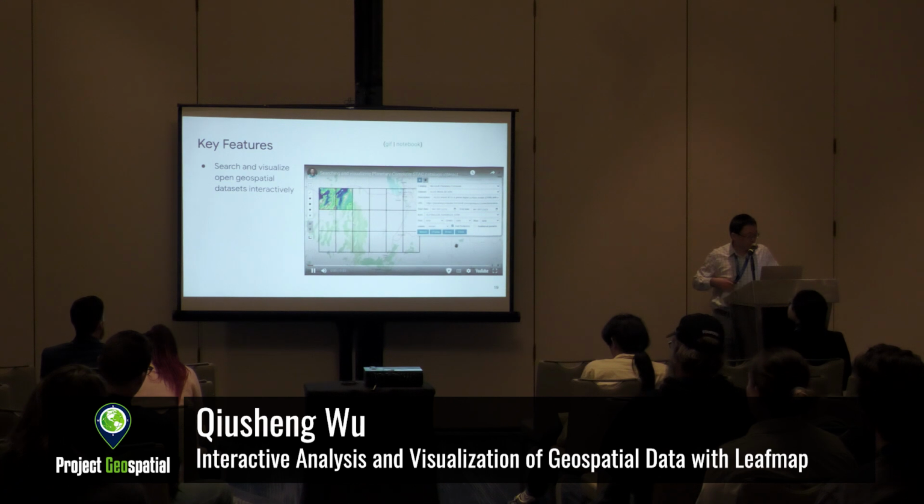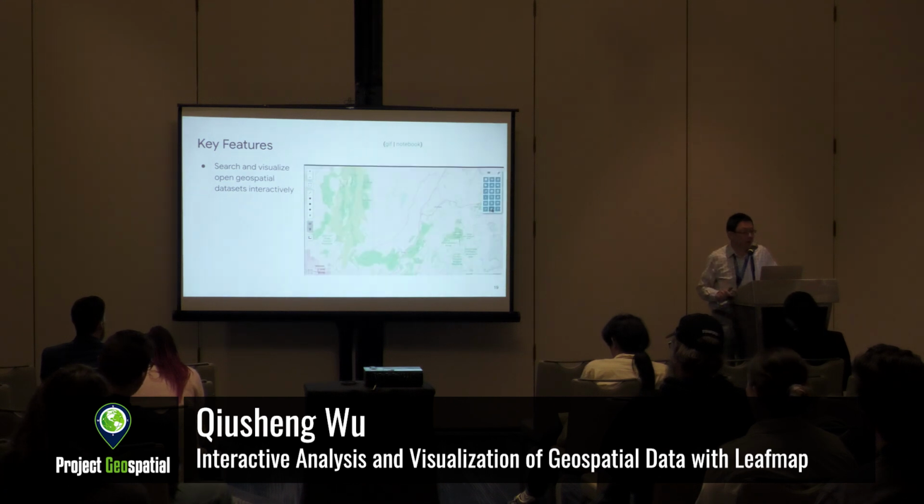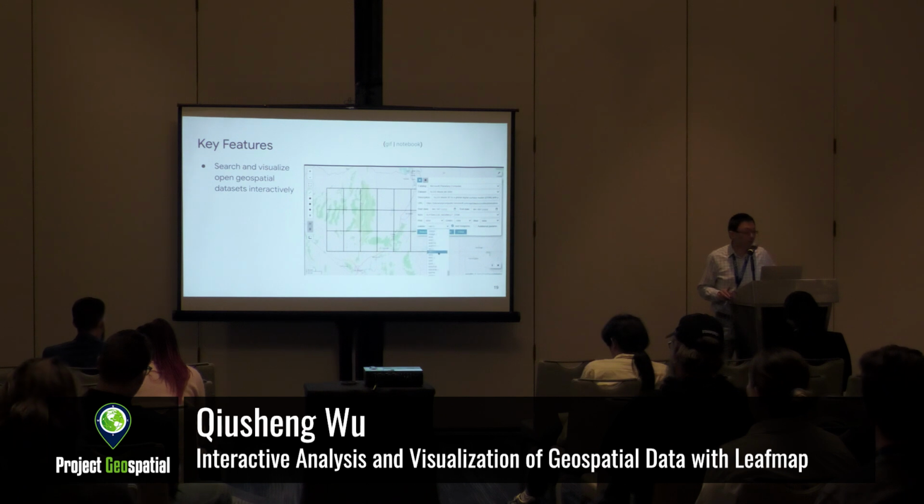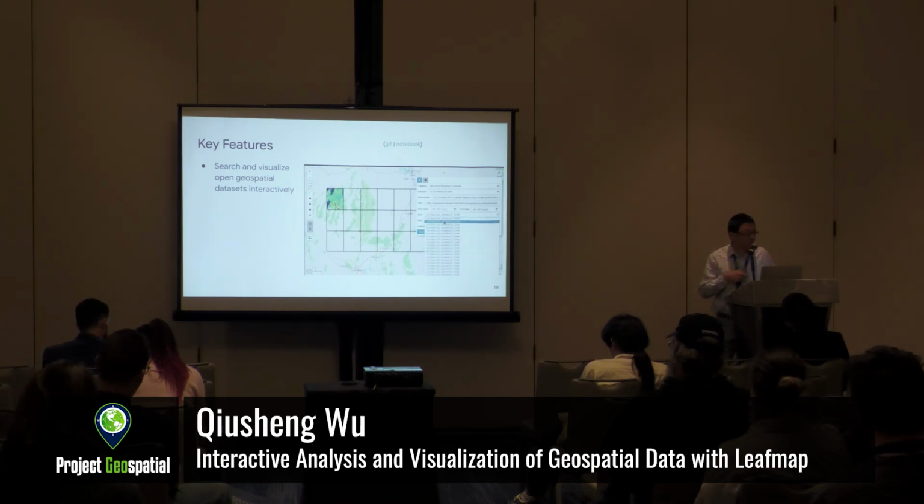And you can also search and visualize data interactively. There is tons of data on the internet, so we have a lot of open access geospatial data on AWS, on Google, and a lot of other places. So using Leafmap, you can just provide a custom endpoint, or you can point to those direct AWS and Microsoft endpoints, and then you can search the data.